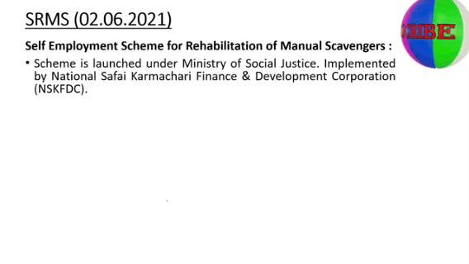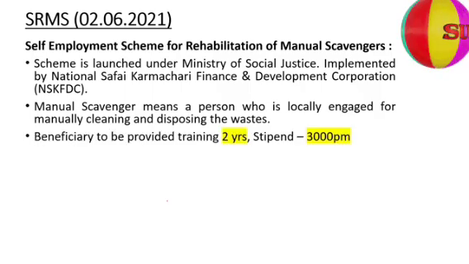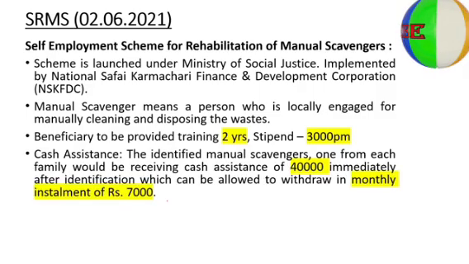Okay. Then the next scheme is SRMS, Self-Employment Scheme for Rehabilitation of Manual Scavengers. The scheme is launched under the Ministry of Social Justice. Implementation is by the National Safai Karmchari Finance and Development Corporation. A manual scavenger means a person who is engaged for manually cleaning and disposing of waste. 2-year training will be provided, and during training a stipend of 3,000 rupees per month will be given.